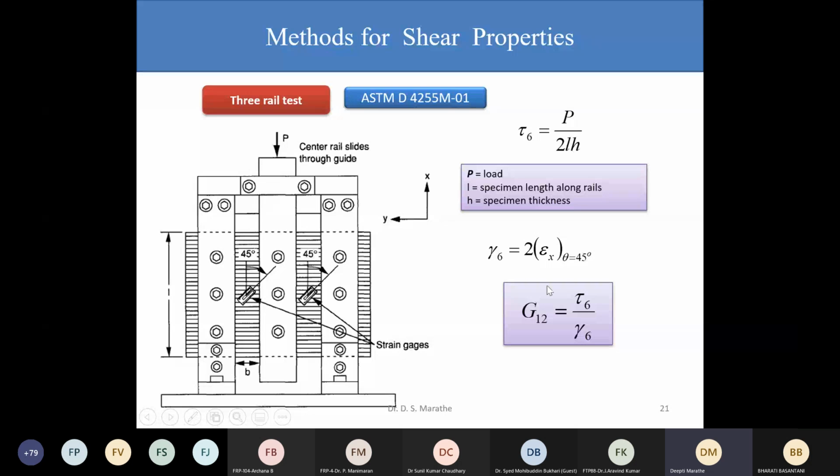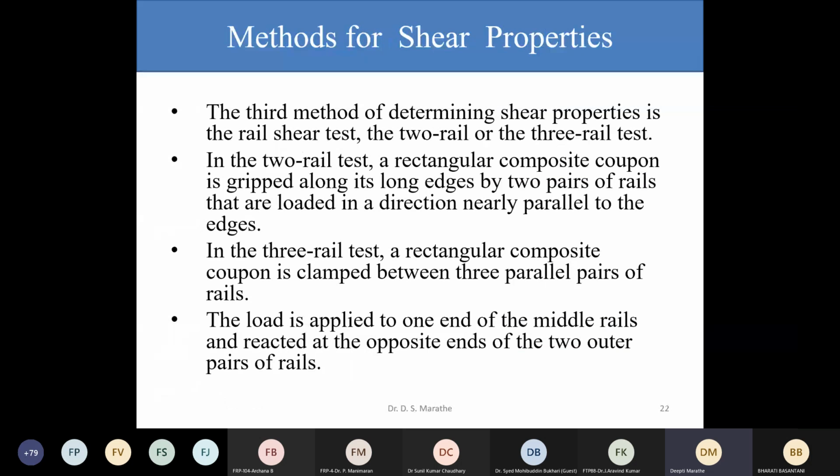Now, from where do I measure this? I measure this by putting in 2 strain gauges which are placed at an angle of 45 degrees. So this is in detail about the 3-rail shear method.